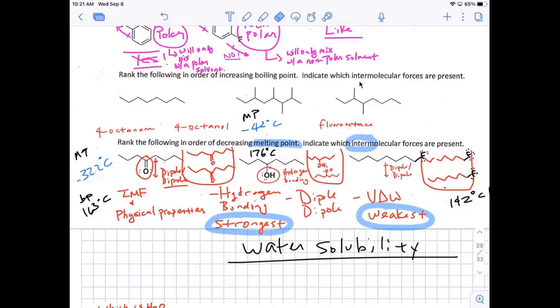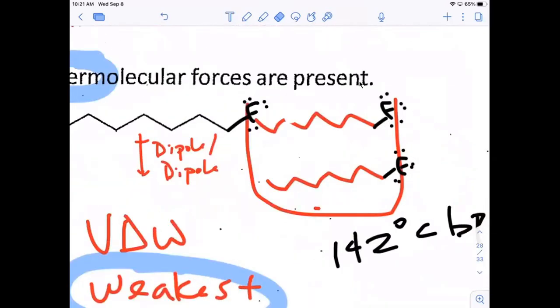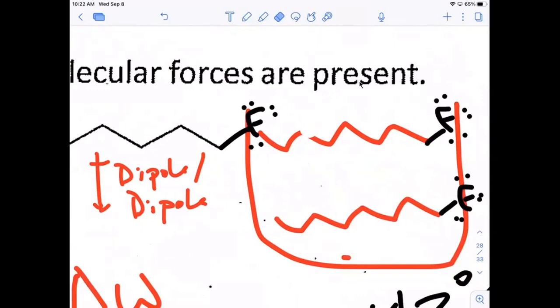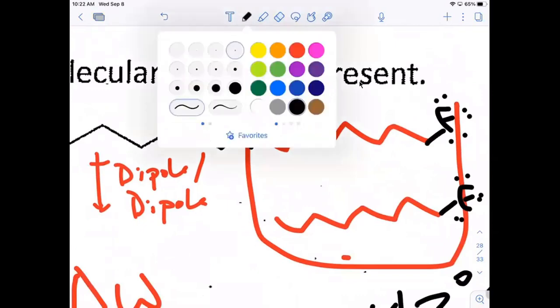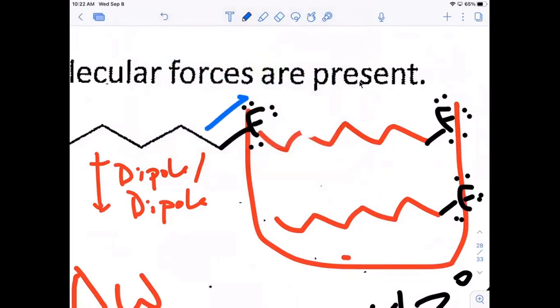Is it because of the double bond and the oxygen? That's part of it, because here with fluorooctanol, right, there's a dipole. It's a big dipole too, because fluorine has an electronegativity of 4. So it's got a big dipole right here.